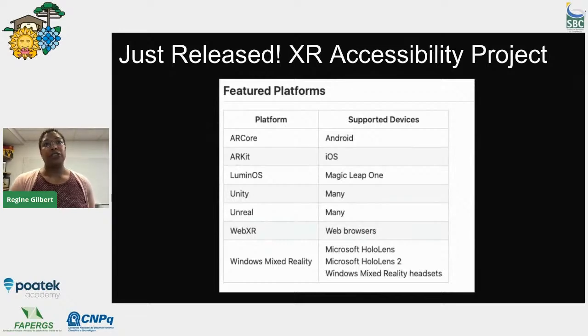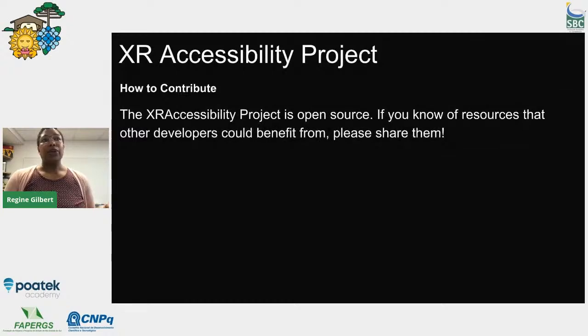So these are the featured platforms. So there's AR Core, AR Kit, Lumen OS, Unity, Unreal, WebXR, and Windows Mixed Reality. Supported devices are Android, iOS, Magic Leap 1 for Unity, Mini for Unreal, Mini for WebXR web browsers, and for Windows Mixed Reality, the Microsoft HoloLens, the Microsoft HoloLens 2, and the Windows Mixed Reality headsets. So if you're interested in checking it out or contributing, the XR Accessibility Project is open source. So if you know of resources that other developers could benefit from, please share them.